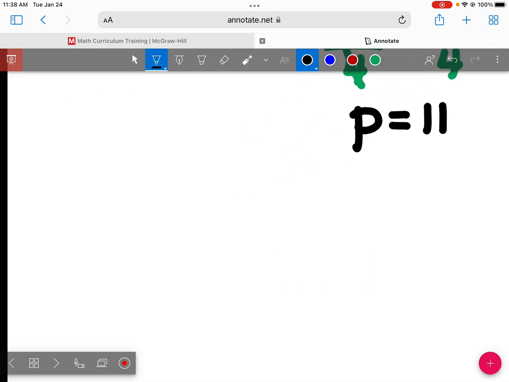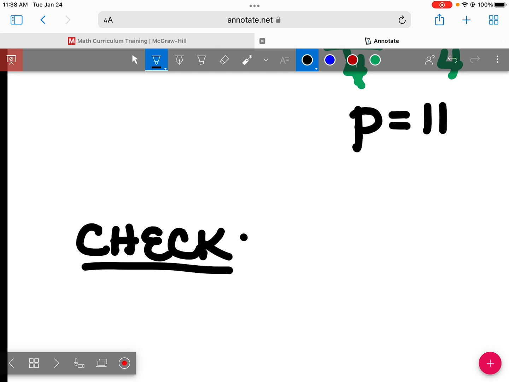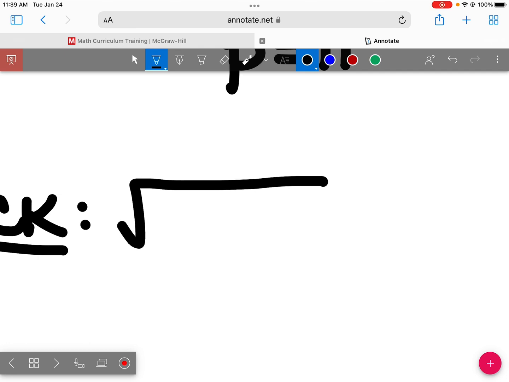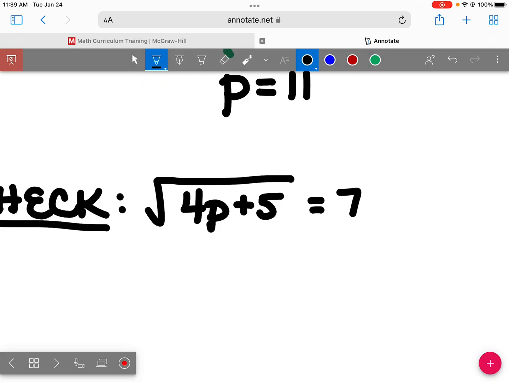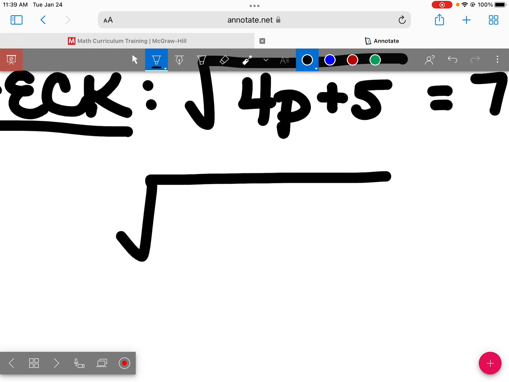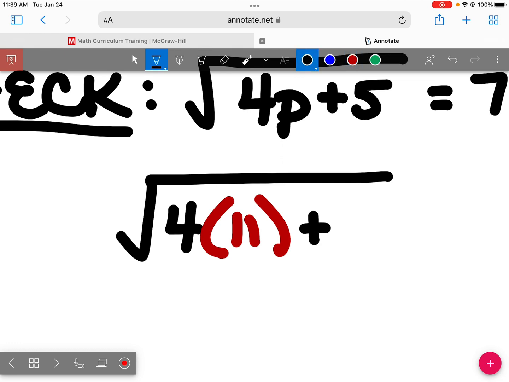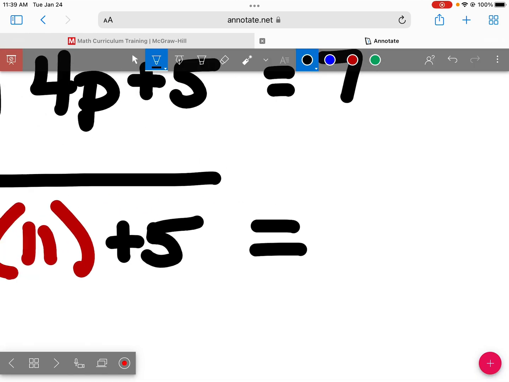We're going to plug it back in, so I'm going to check this. This is always the last thing you need to do on these problems: check them. We go all the way back to the original equation. So the square root of 4p plus 5 equals 7. What am I putting in the place of the p? We're going to put 11 in the place of p. And if it's a valid solution, then it will come out to be 7. I don't know yet what it comes out to be on the other side, so I'm putting a question mark over the equal sign.